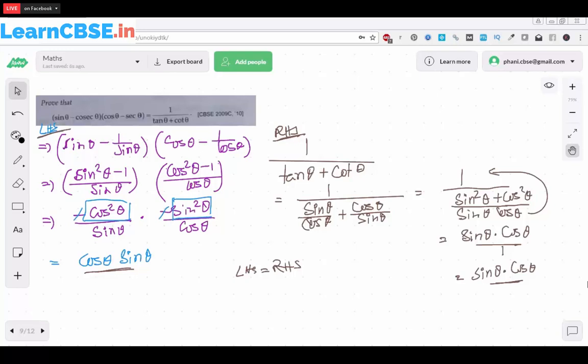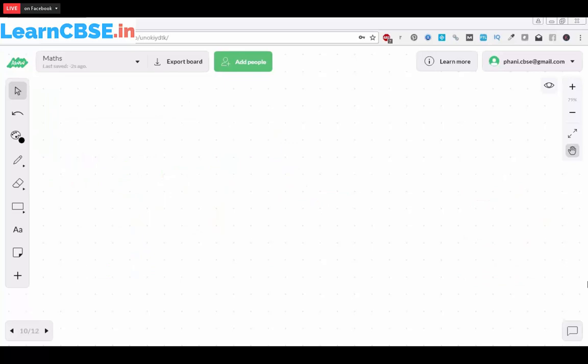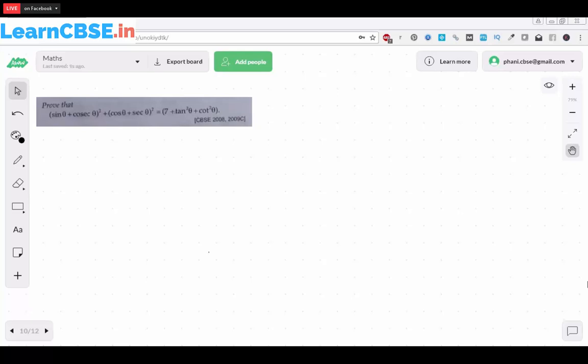Let's go for the next question, which is given sine theta plus cosec theta whole square plus cos theta plus sec theta whole square. We have to prove it is 7 plus tan square theta plus cot square theta. So let's take the left hand side and simplify it, and then we will try to simplify the right hand side. Everything should be converted in terms of sine and in terms of tan and cot. So we will use a plus b whole square formula for this one and even for this one.